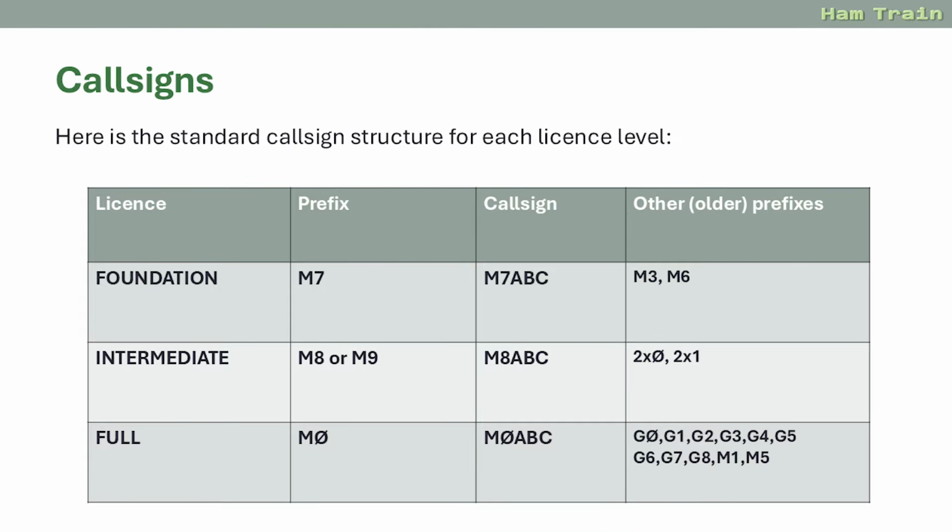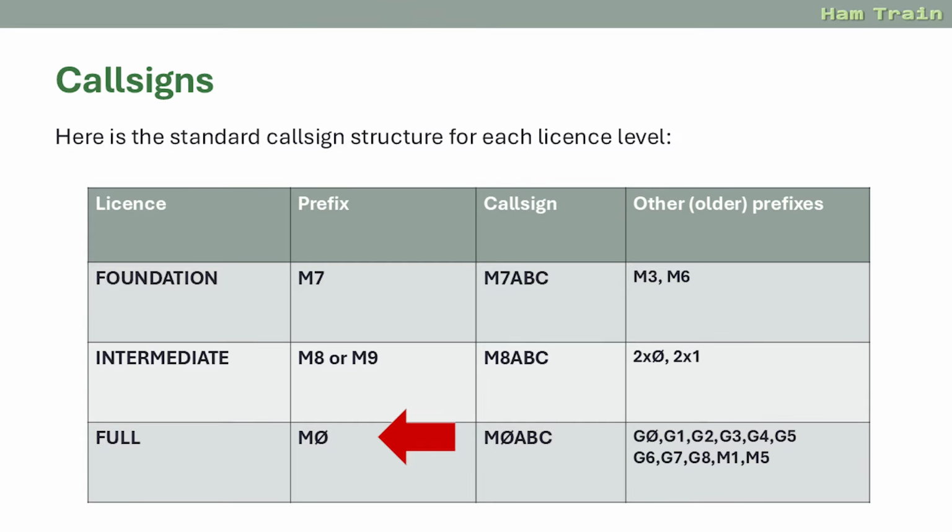Moving on to the intermediate call sign. From the second half of 2025, the prefix for intermediate is M8. You will also see M9 issued for intermediate. For example, M8ABC. Until the second half of 2025, the prefixes for intermediate were a little bit clunky, which is why they've been phased out. Before 2025, the prefixes were 2-something-0 and 2-something-1. As an example, if you were transmitting from England, it would be 2E0 or 2E1. And we'll talk about the E in just a moment.